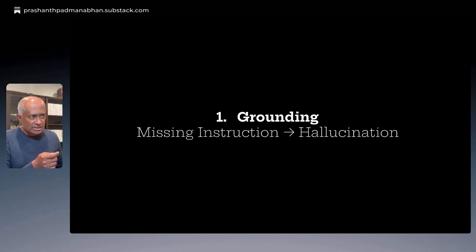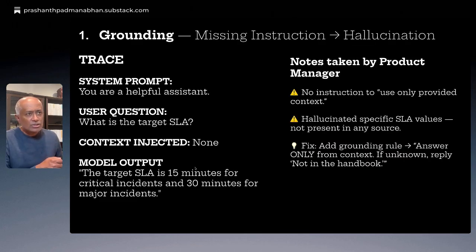Is the AI agent or the AI feature hallucinating because of missing instruction? So this is literally what you will look at. You will look at the trace, and I will talk about where you can look at this trace in a bit. You look at the trace and say, okay, what was the system prompt? The system prompt said you are a helpful assistant. That's all it said. It didn't give enough context. And the user asked the question, what is the target SLA? And the LLM said the target SLA is 15 minutes, and so on.